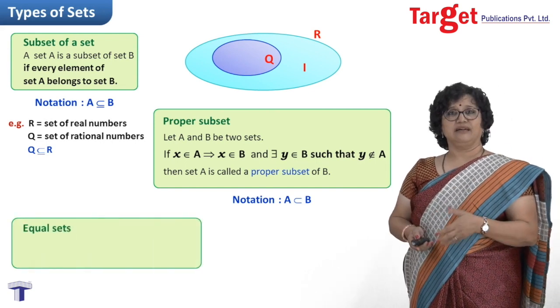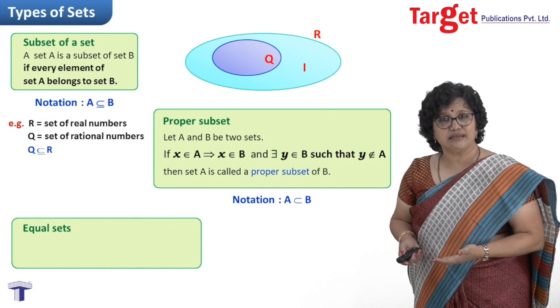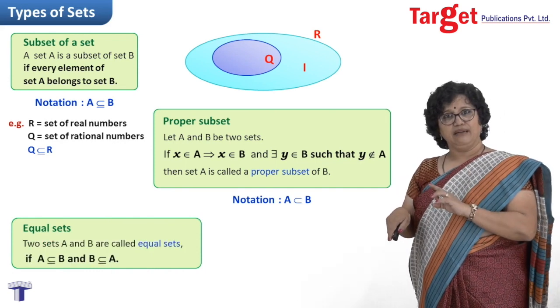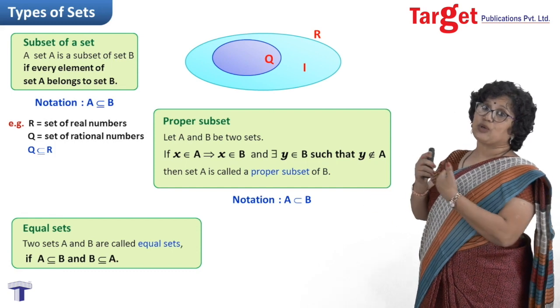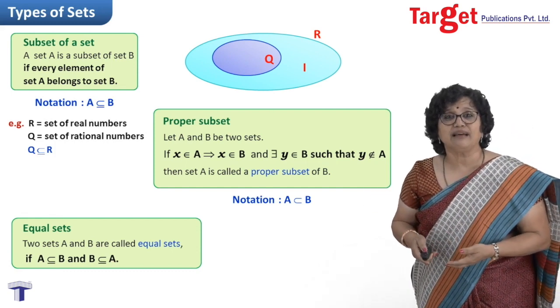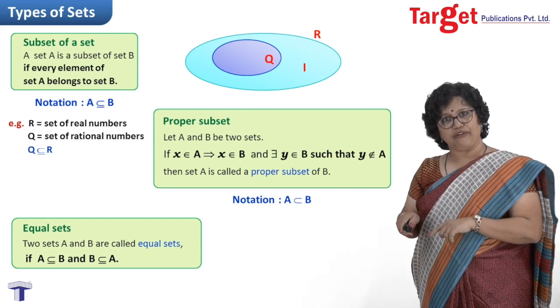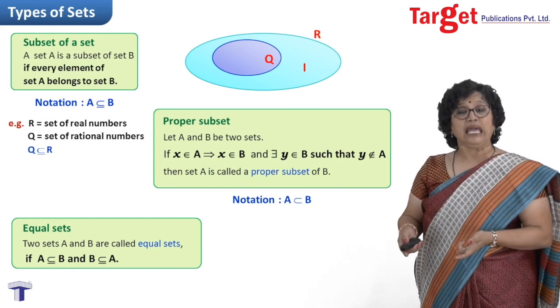We go to the next, and that is nothing but equal sets. If every element of set A is in set B, and every element of set B is also in set A, then we say the two sets are equal. So, A is a subset of B and B is a subset of A leads to nothing but A equal to B.